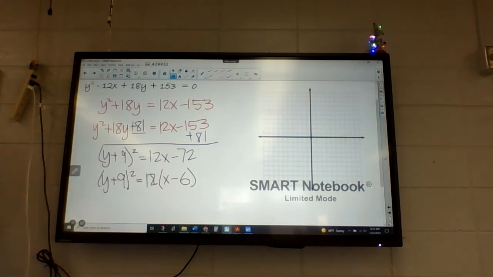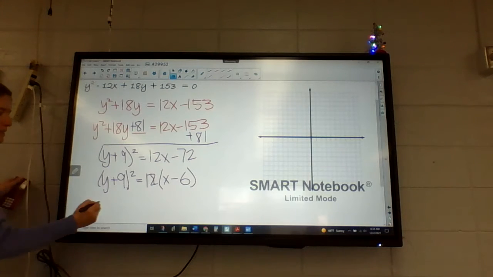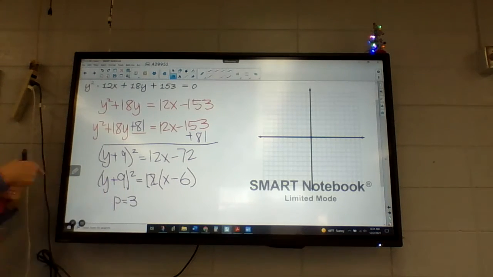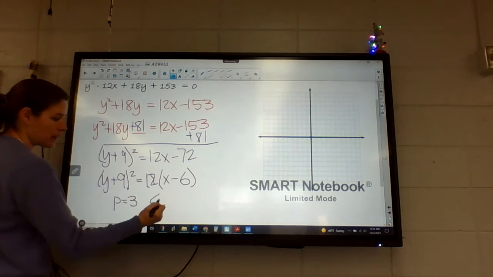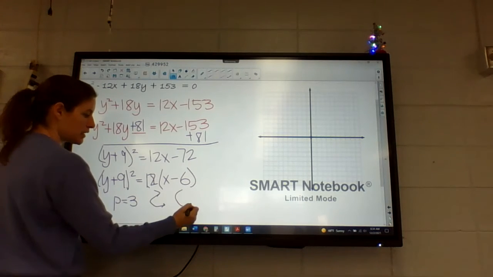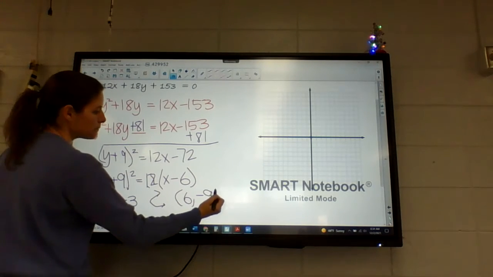So this is going to be a horizontal parabola because the y is squared, but p in this case is going to equal 3, because it's 4 times 3. And so that means it's going to open to the right. Now our center is going to be 6 comma negative 9.